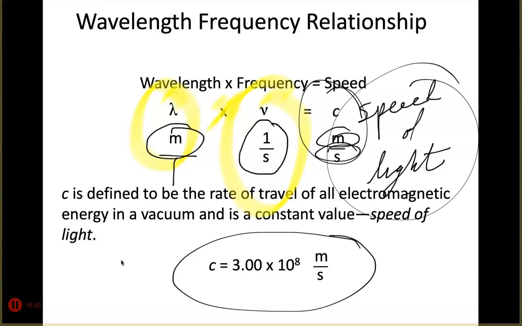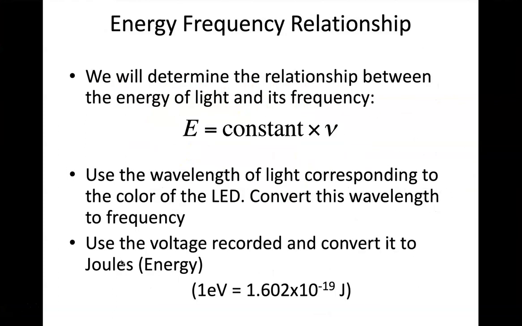How fast is the speed of light? Incredibly quick. 3.00 times 10 to the 8th meters per second. Sounds quick. It takes 8 minutes from the sun to reach Earth. So, still slow on cosmic scales. So, how are we going to define this relationship to energy? All I have done is define how wavelength, lambda, and frequency, nu, are related.